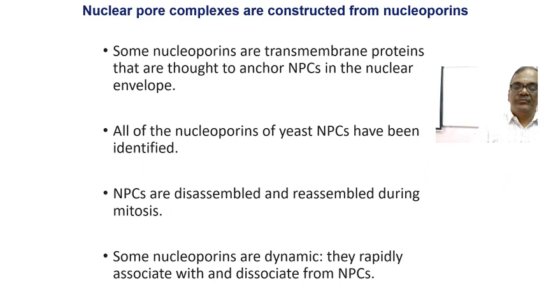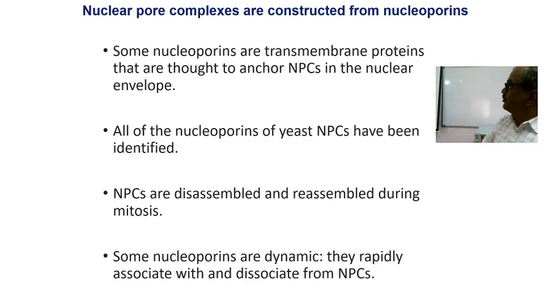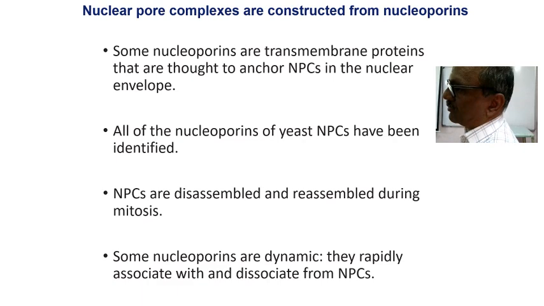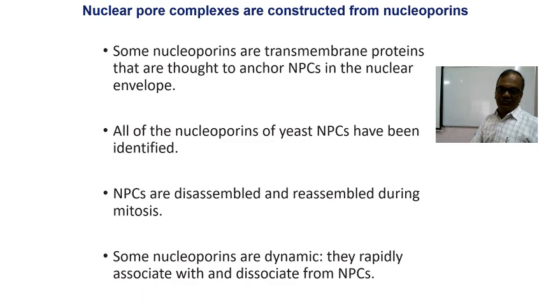Nuclear pore complexes are constructed from nucleoporins, and nucleoporins are transmembrane proteins that can anchor the pore complex to the nuclear envelope. Especially in the yeast NPC, they find many nucleoporins, and they are disassembled and reassembled during cell division, that is mitosis. This is also important, because nuclear division occurs where it goes to the daughter nuclei, as in vegetative cell division in mitosis. They disassemble completely and then reassemble during mitosis. Some nucleoporins are dynamic, associating or dissociating with the nuclear pore complex.